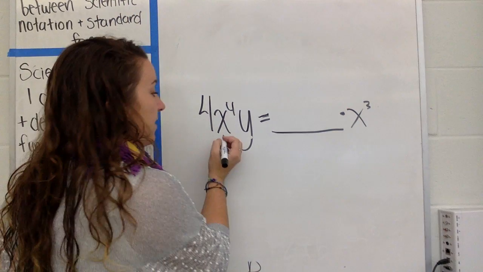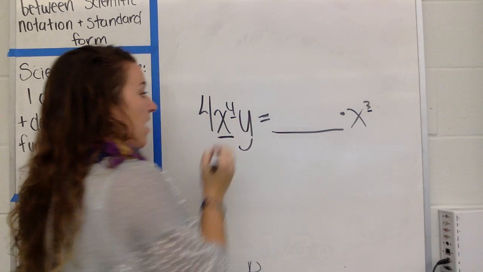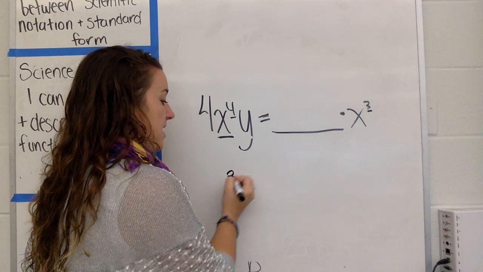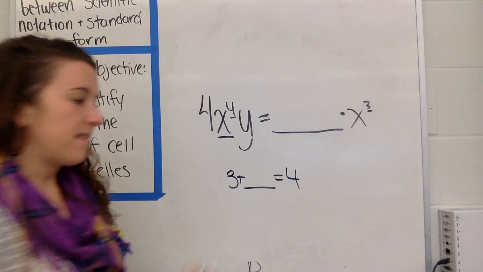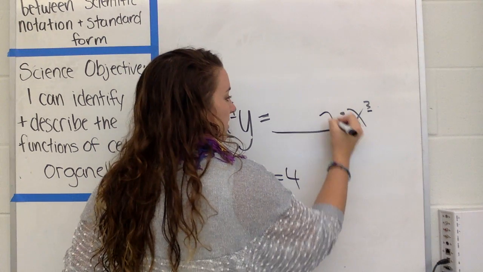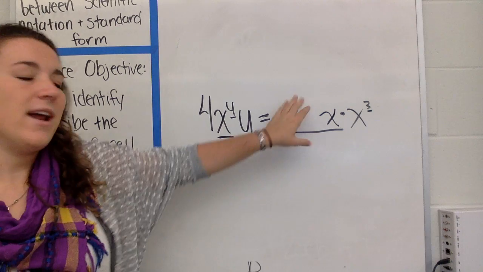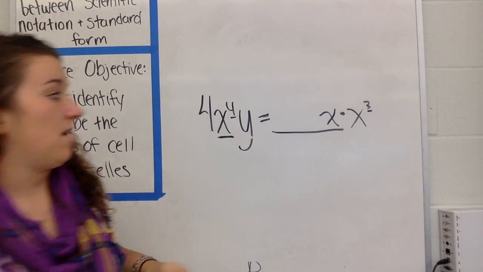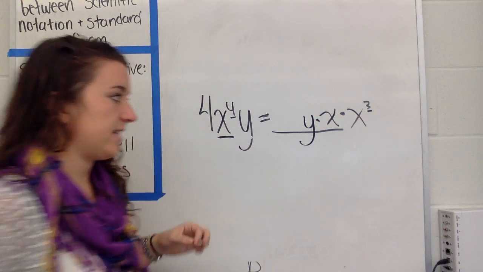So I see over here, let's start with my x's, that I need to get to x to the fourth. I have x cubed. What can I add to 3 to get to 4? Right, I can add 1. So I'm going to add 1 more x to get to x to the fourth power over there. But what else am I missing on this side of the equation? I'm also missing a y. So I need to have 1 y on this side.